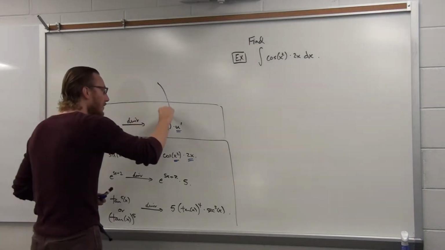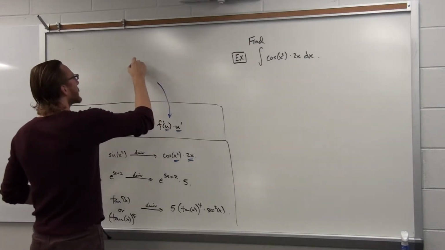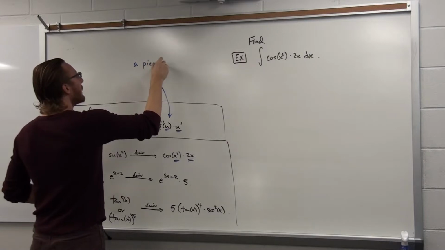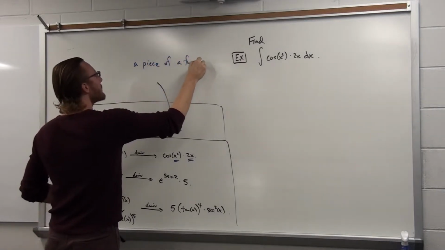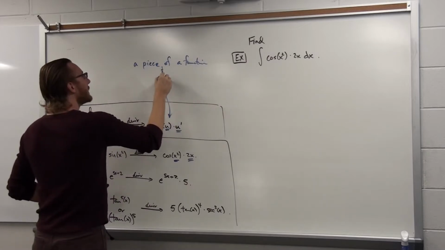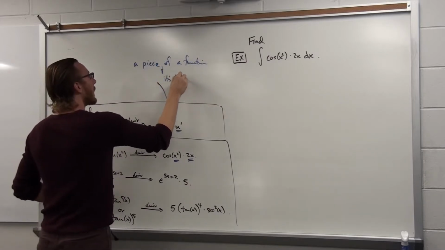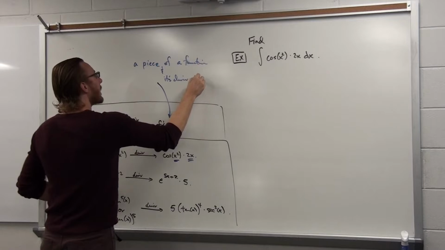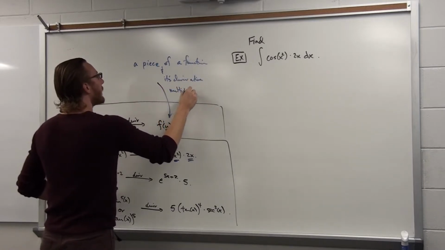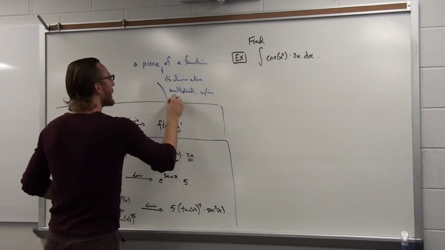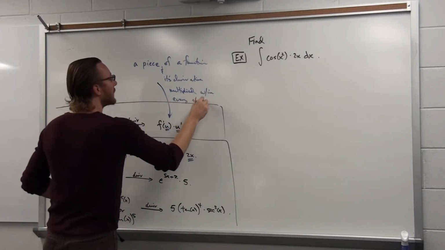So in each case down below, there's a piece of a function and its derivative multiplied within every chain rule derivative.